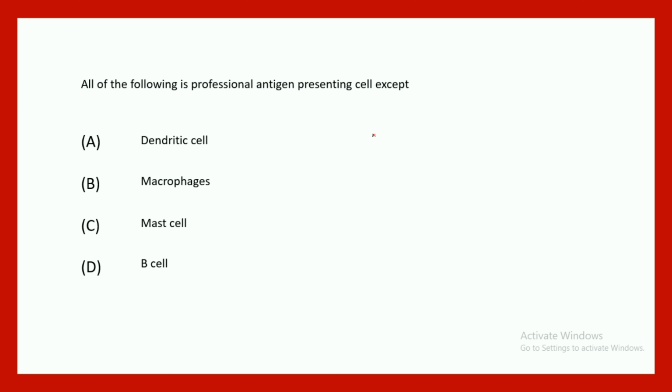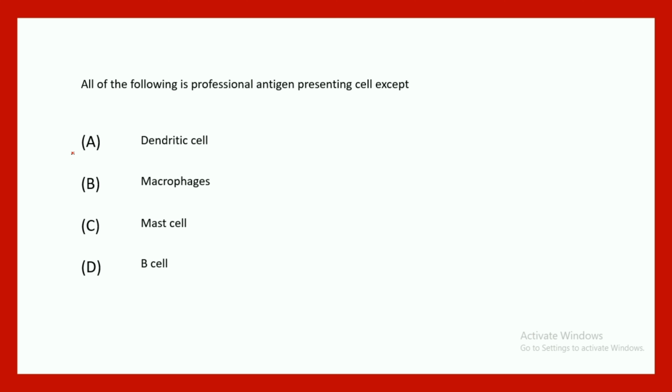All of the following are professional antigen presenting cells, except: the options are dendritic cell, macrophage, mast cell, and B cell. So you have to find out which one is not a professional antigen presenting cell. I hope you have figured it out so far.